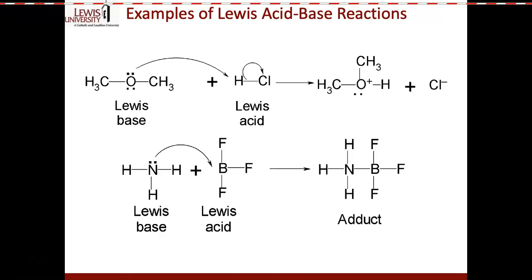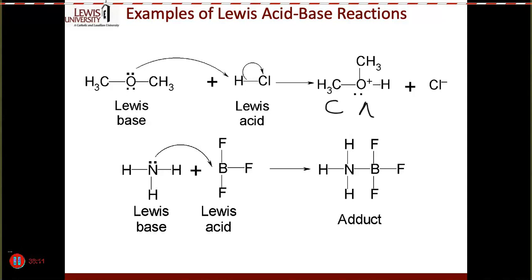We already looked at this reaction where ammonia is the Lewis base and boron trifluoride is the Lewis acid, and we create this Lewis adduct on the other side. If we go back to that first reaction, what are the conjugate pairs? If our Lewis base is that dimethyl ether, the conjugate acid is this protonated substance that we create over here, and our conjugate base is, of course, Cl-.